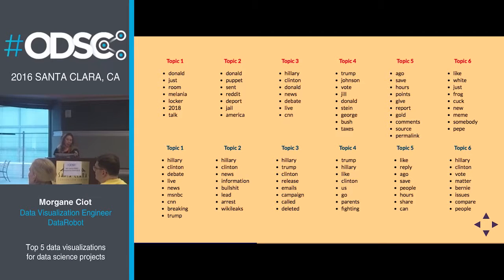But you can see that first one there, topic one, in the Donald Trump memes is about his latest transgressions, talking about women. And then there are some that include the words MSNBC, CNN, so that's probably about Hillary's appearances during debates or whatever. And then there are two other Hillary memes that contain the words WikiLeaks, arrest, emails, campaign, deleted. So that's obviously about her issues.